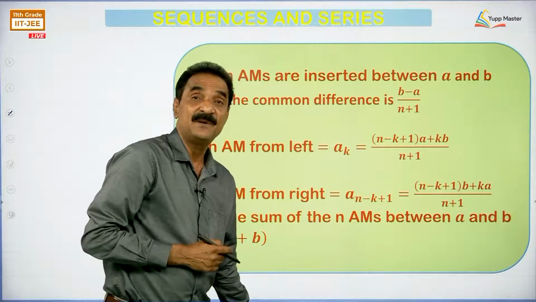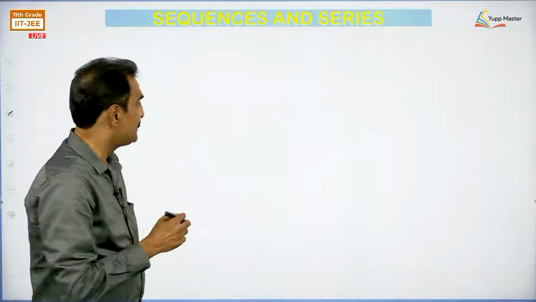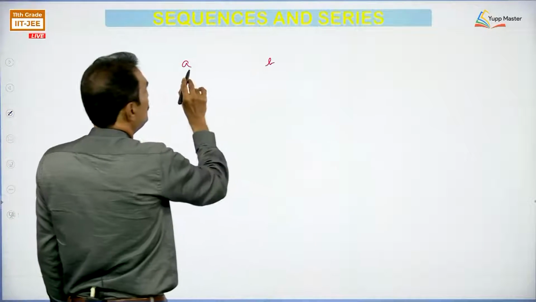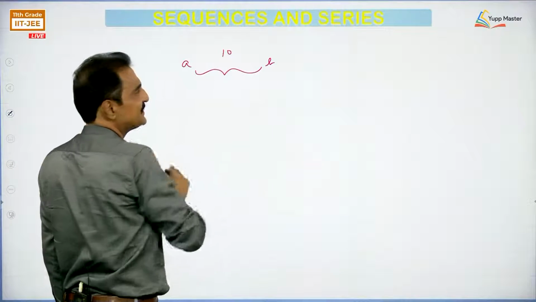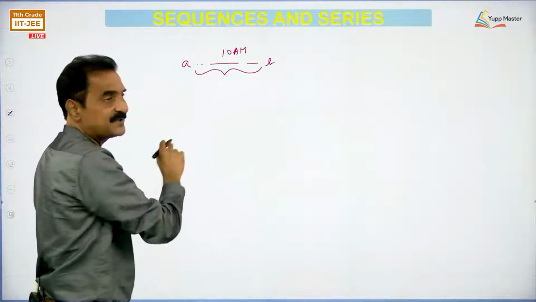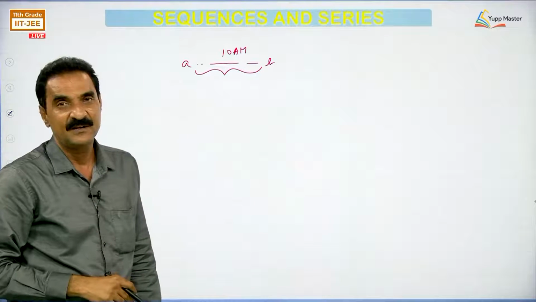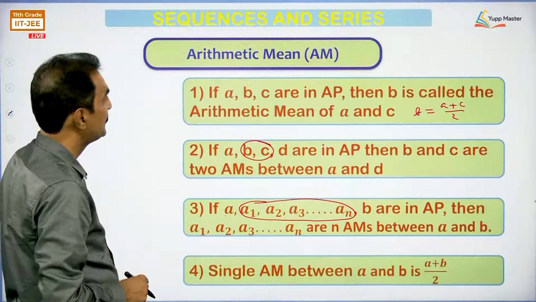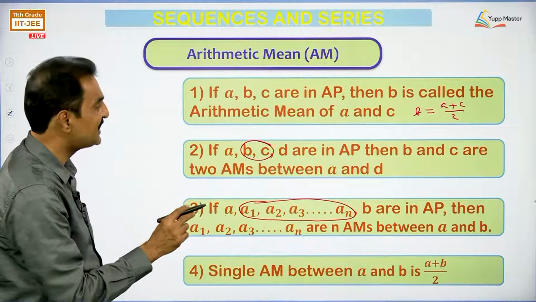If n arithmetic means are inserted between A and B, what does it mean? Suppose two numbers are given, you want to have some given number of arithmetic means, suppose say 10 arithmetic means. Then we have to find 10 numbers between A and B such that the series from A to B will be an arithmetic progression. So what we have to find? Single arithmetic mean between A and B is (A plus B) by 2.